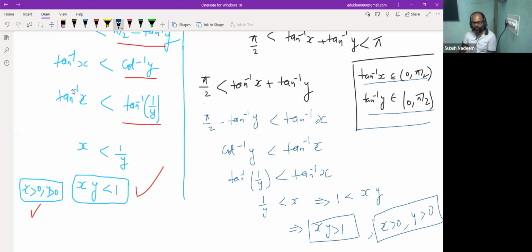That in the previous one, it was greater than 0 automatically. Here it is less than pi automatically. But greater than pi by 2, we have to check, because we don't have that limit. If we add tan inverse x plus tan inverse y, this will have the minimum value 0 and maximum value pi. So the maximum value pi is already satisfied. Minimum value 0 is already satisfied. But the pi by 2 condition in between, that you have to check.